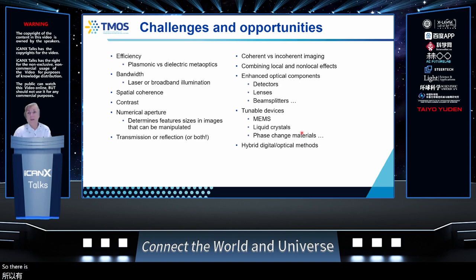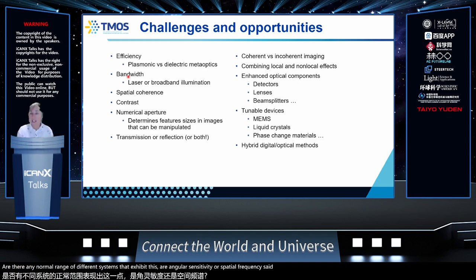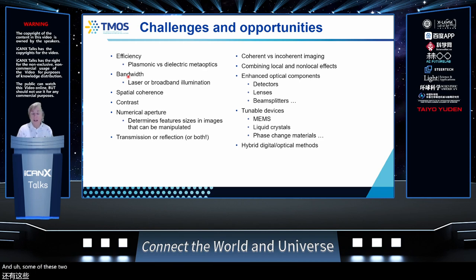So there are some significant opportunities, but also some challenges going forward in utilizing meta-optics for image processing. There's a lot of work being done on improving the efficiency. There are some questions there about whether one wants to have a narrow band or broadband illumination. There are an enormous range of different systems that exhibit this angular sensitivity or spatial frequency sensitivity, and some of these do require a fairly narrow band illumination.